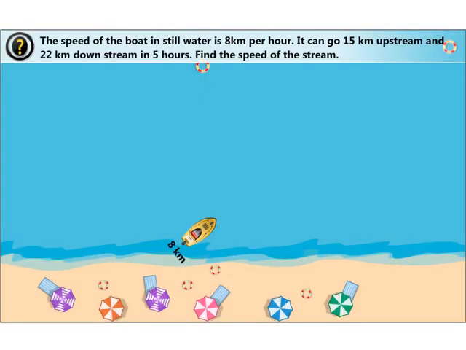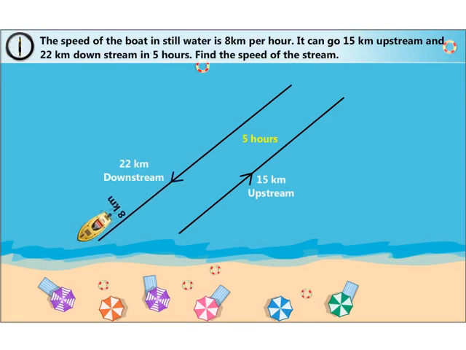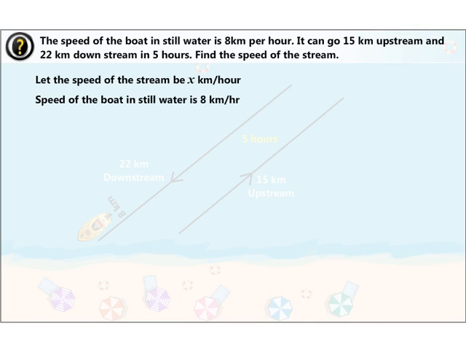The speed of the boat in still water is 8 kilometers per hour. It can go 15 kilometers upstream and 22 kilometers downstream in 5 hours. Find the speed of the stream. Let the speed of the stream be x kilometers per hour. Here, it is given that the speed of the boat in still water is 8 kilometers per hour.